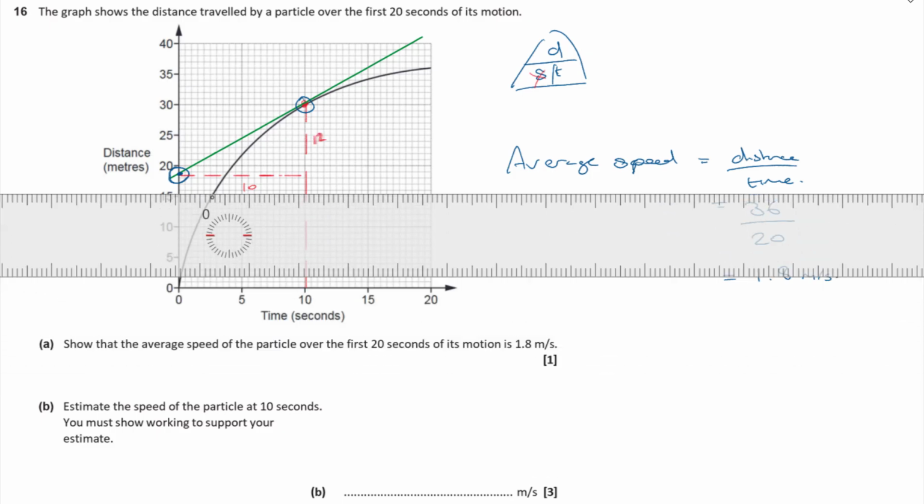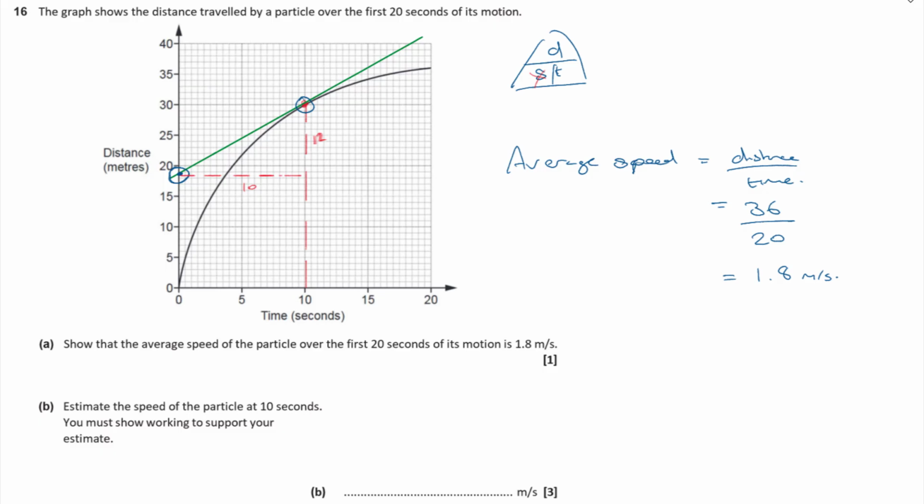So my estimate for the speed at that point is going to be the gradient, which is change in y over change in x, which is 12 over 10, which is 1.2, isn't it? So that's 1.2 meters per second at that point.